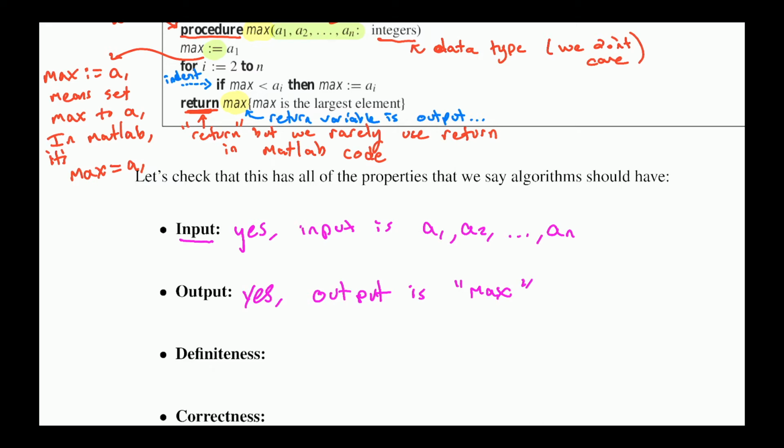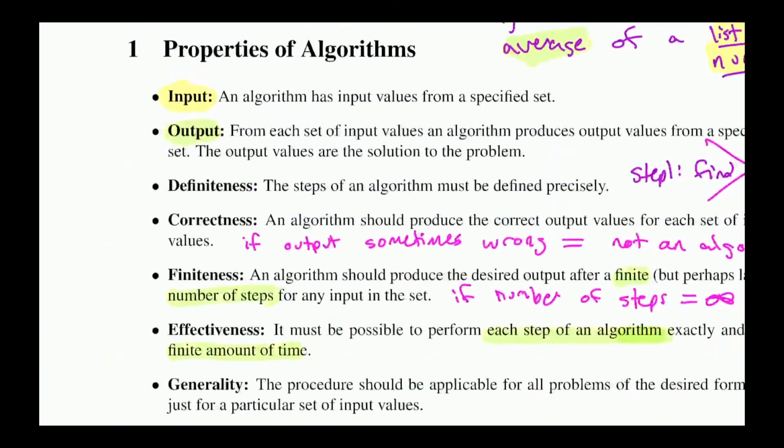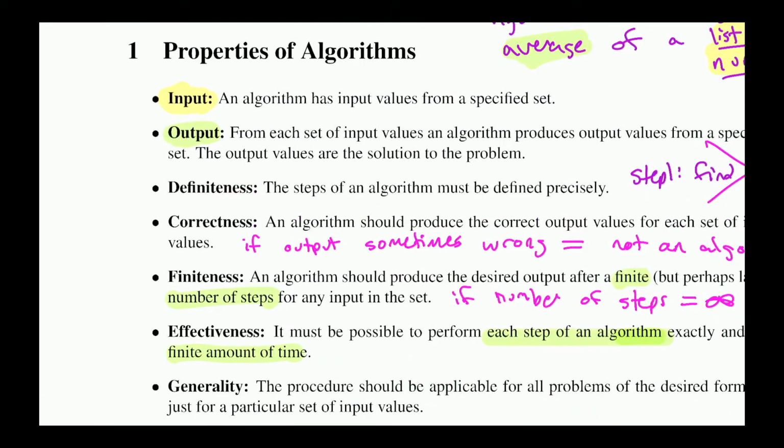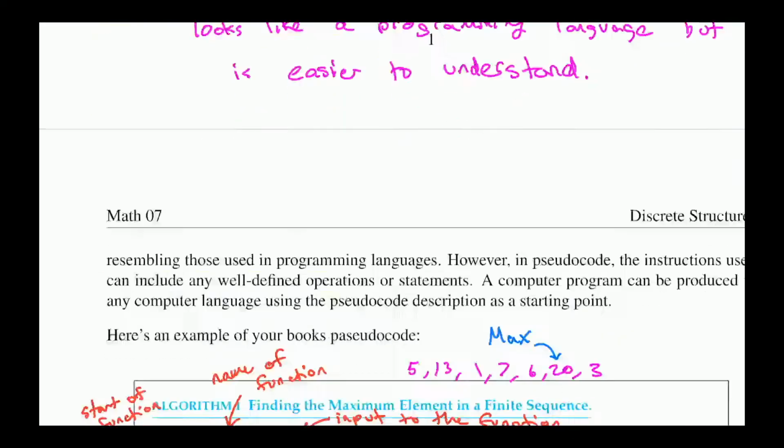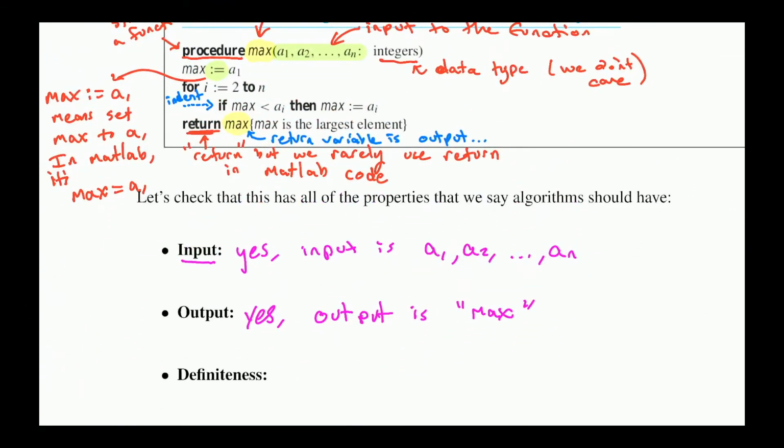Okay. Definiteness. What's definiteness? Scroll up and we'll read. Definiteness is that the steps of an algorithm must be defined precisely. Yes, of course they're defined precisely, right? Everything up there made sense. We didn't even go over what was happening, but everything was defined precisely.